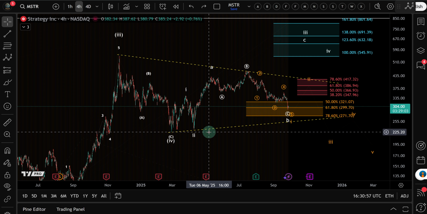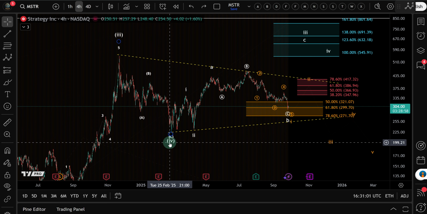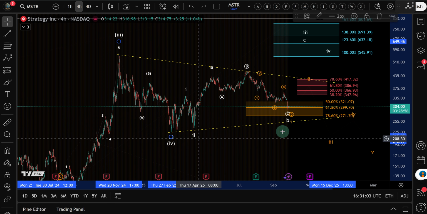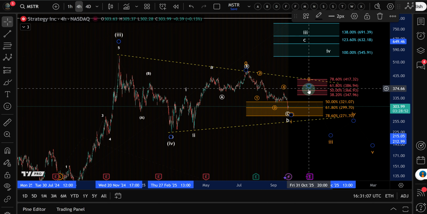Another scenario I haven't shown here is a potential triangle. If the wave 4 unfolds as a triangle, but even then, ideally, this support area should hold. And the rally into resistance seems likely.